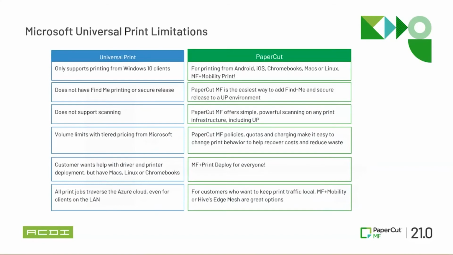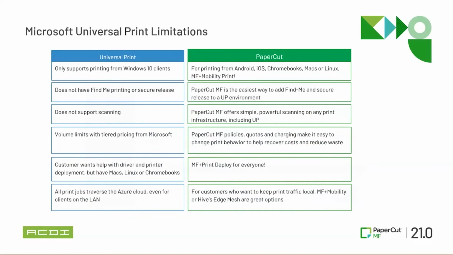Now, right here, this next one, volume limits with tiered pricing. I wasn't aware of that. I did some homework. I didn't know that Universal Print actually has print limits based on licensing. But if you want to just lean on Universal Print for controlling and managing how much users print, you can do that. Or what we'd recommend is use the policies, quotas and charging tools inside PaperCut MF to give you a more enhanced, more intelligent way to assist your users on more appropriate printing behavior, converting to black and white or using that second side of a piece of paper.